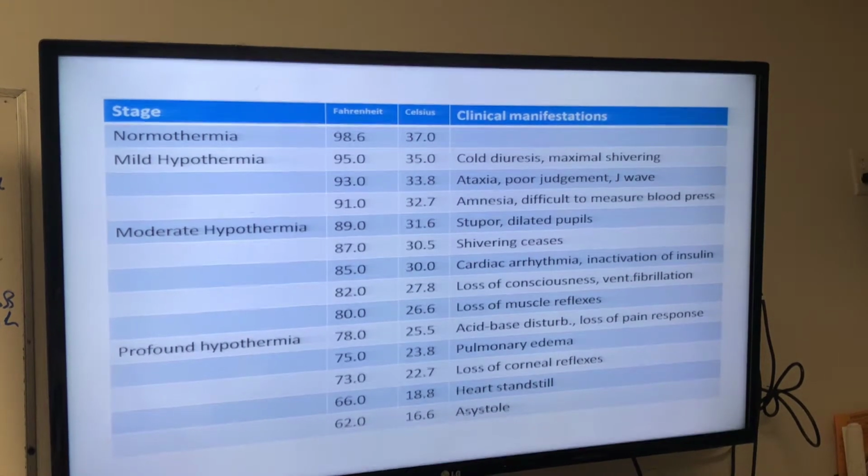Is it that the actual insulin isn't effective, or the tissues aren't utilizing it? Oh no, the insulin itself doesn't work. It stops working. Insulin also stops working with acidosis. At 27.8, that's loss of consciousness and ventricular fibrillation. So about 28 degrees or so, you start seeing the loss of consciousness spontaneously and ventricular fibrillation.